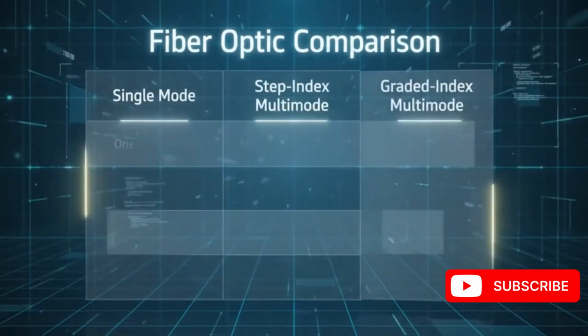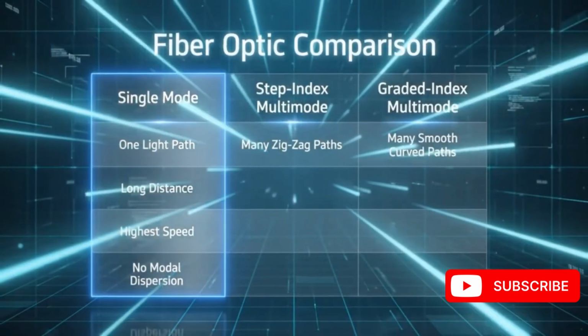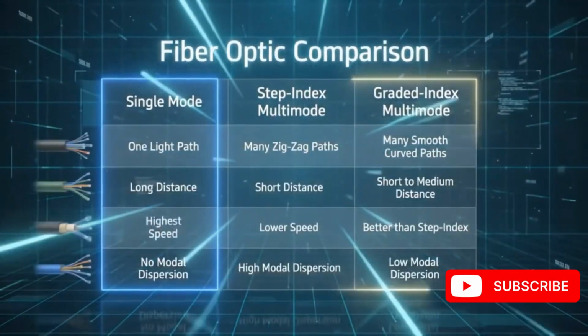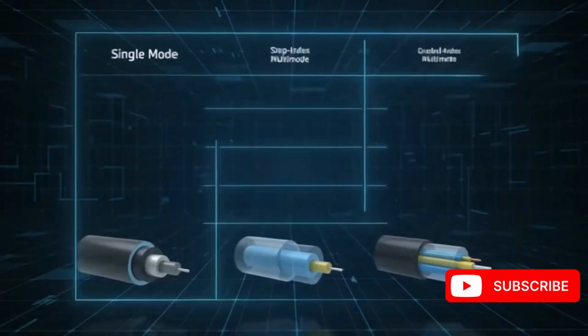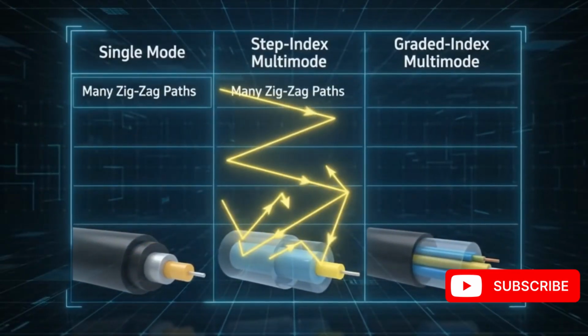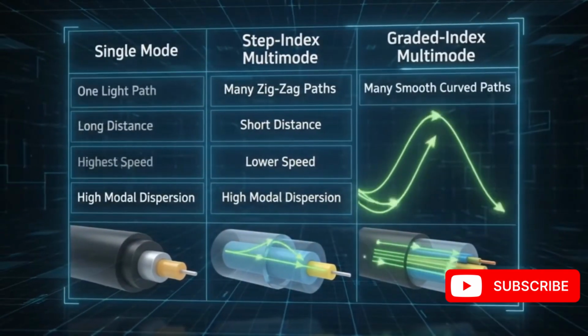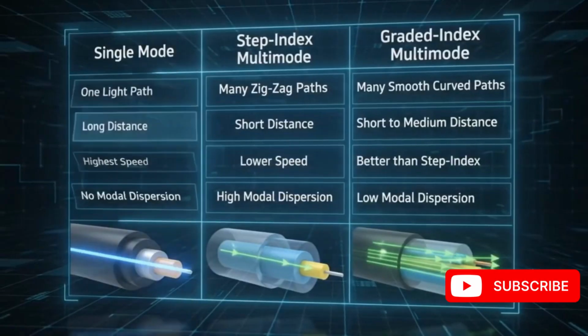Let's summarize. Single-mode fiber allows one light path and is best for long-distance, high-speed communication. Step-index multimode fiber allows many light paths with sharp reflections, leading to higher modal dispersion. Graded index multimode fiber guides light along smooth, curved paths.